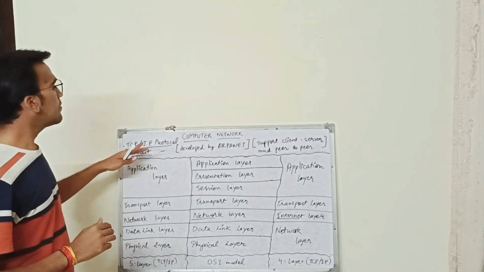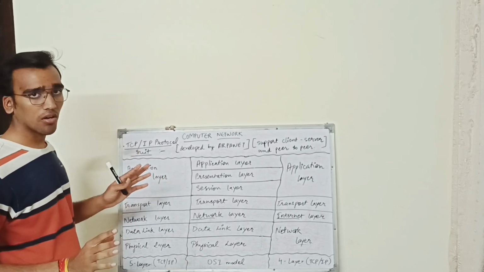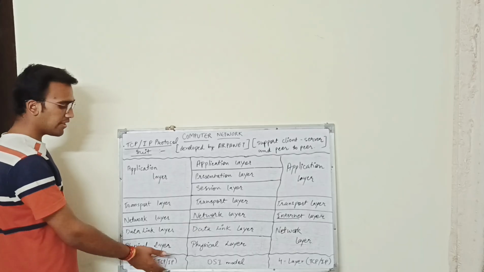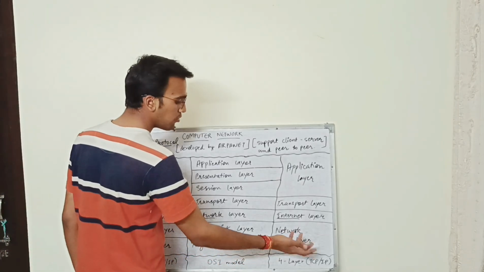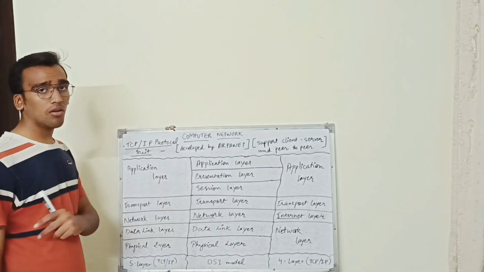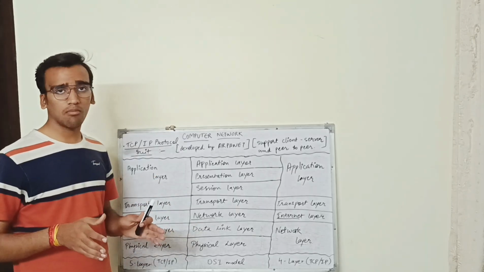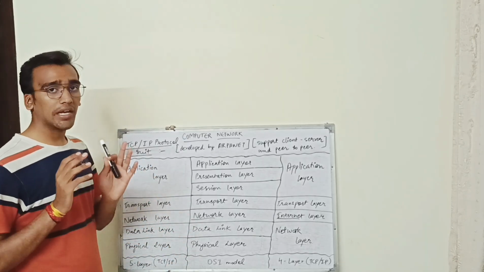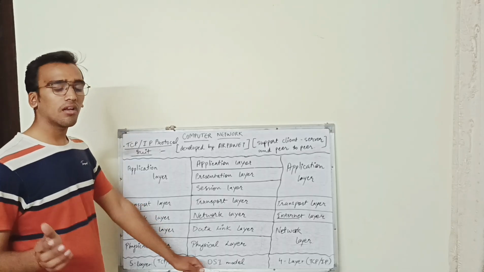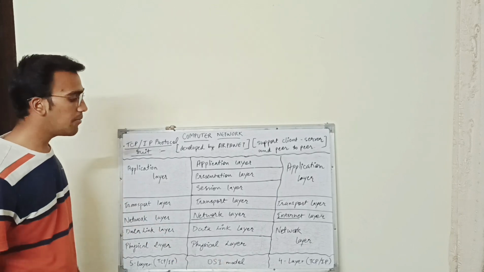The TCP/IP protocol is based on a 4 or 5 layer model. In some books you will find 5 layers in the TCP/IP protocol model, and in a few books you will find 4 layers. In the RTU university exam, the computer network syllabus is based on the OSI model, so we will learn the OSI model layers in detail, and the rest in brief.